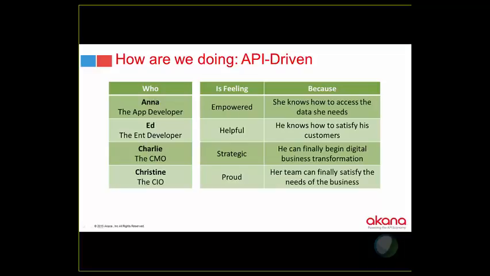Charlie, the CMO, is feeling very strategic. He can finally begin digital business transformation. He knows that whatever is in his imagination, whatever is in the imagination of his colleagues and stakeholders, can be realized because that data can easily be made available to the cloud. If he wants to put together a cool vacation package, he can do that. If he wants to offer new ways to find flights or to find discounts or to find the best way to get from point A to B, he knows he can do that. Whatever he wants to roll out, whatever's in his imagination through new digital business channels, he can do because he knows the data is there.